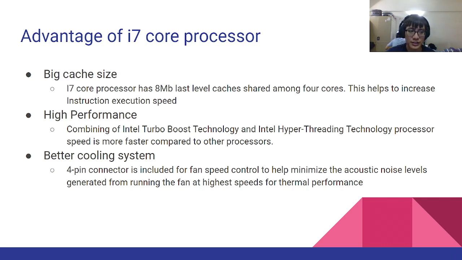The i7 core processor has a better cooling system. It has 4 pin connectors. It includes fan speed control to help minimize the noise level generated from running the fan at a higher speed for thermal performance.